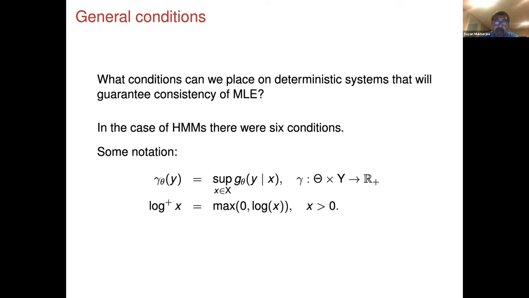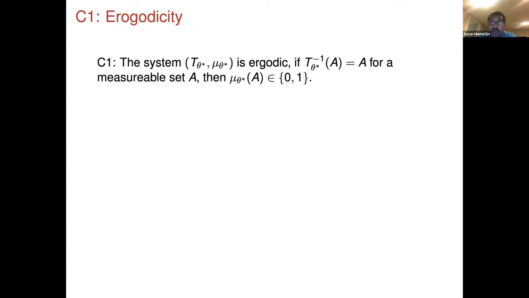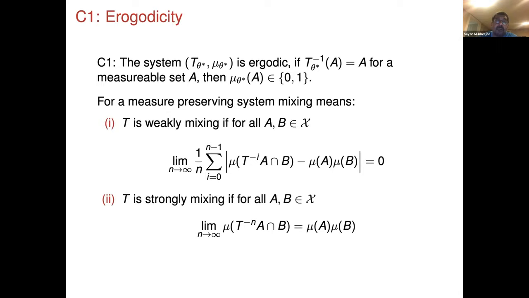Now, the first thing is you want your system to be ergodic. That seems kind of important. So for a measure preserving system, what do we mean by mixing? It's either weakly mixing, which we write down in terms of iterating the map, looking at the joint under the iteration of the map versus the products of the marginals. And again, this is what I mean by strongly mixing. Let me actually get out of this. This is what I mean by strongly mixing. This is what we mean by weakly mixing, okay?